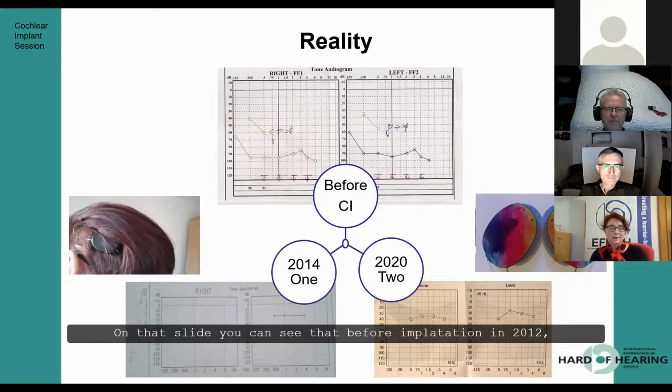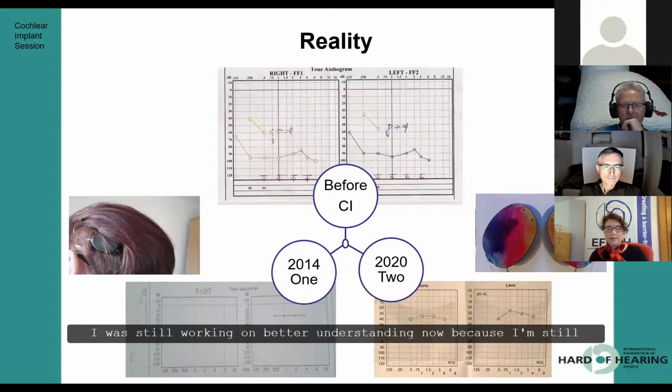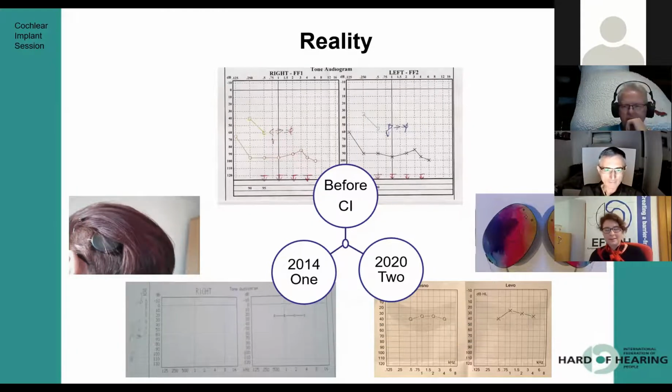On that slide, you can see my audiogram for implantation in 2012, I think, and then in 2014 after first implantation, and 2020 after the second implantation. I'm still working on better understanding now because I am still in the procedure of many fittings. So I say again, cochlear implant, please.